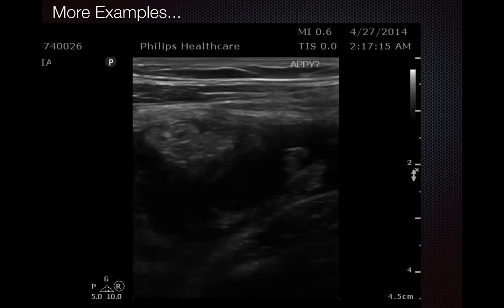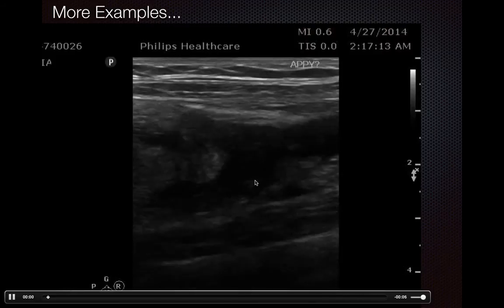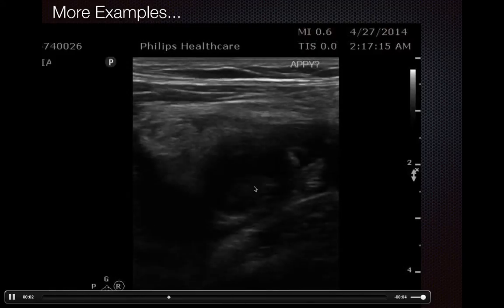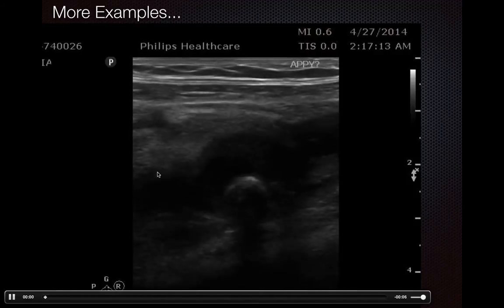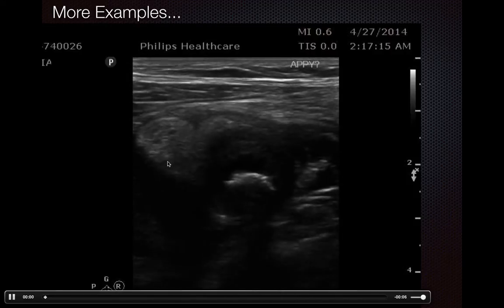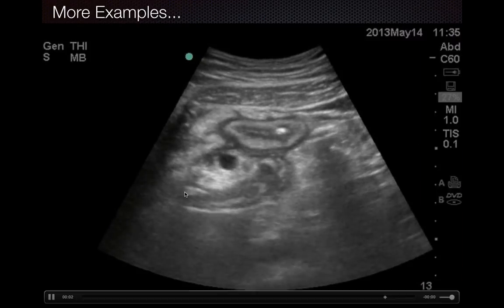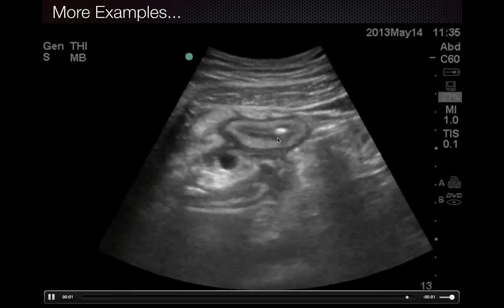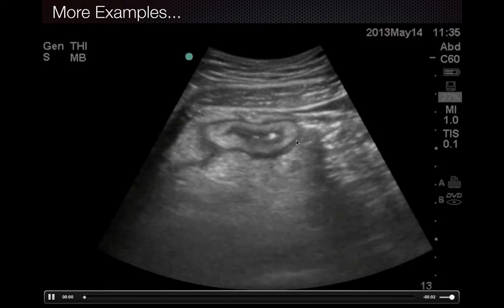So here is another example of a big appendicolith that's casting a shadow, as you can tell here, and that would be a very big appendicitis, and a little bit of free fluid around the appendix here. Another example here of an appendicolith in the lumen of your appendix, which is still this nice tubular structure that has no peristalsis.